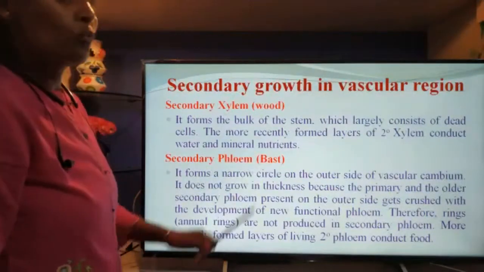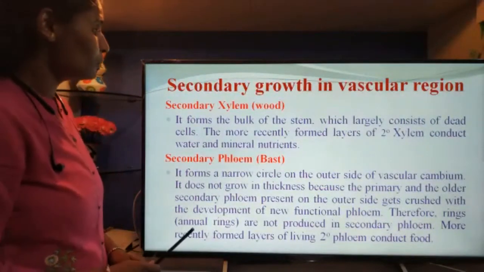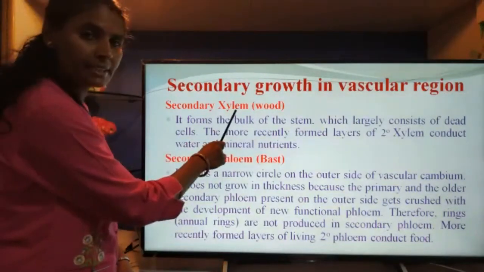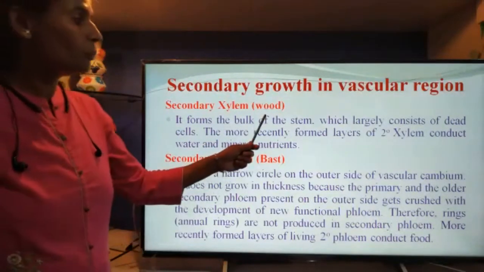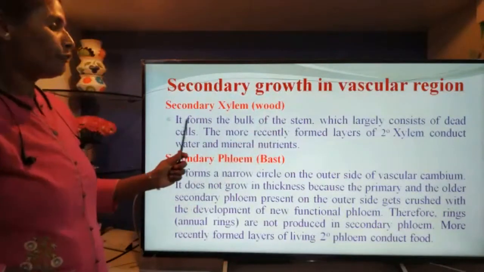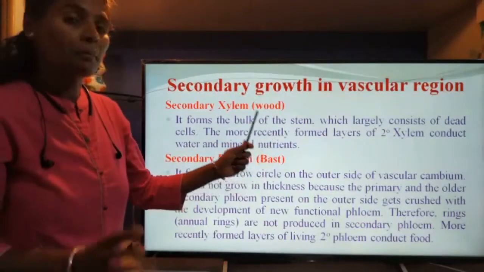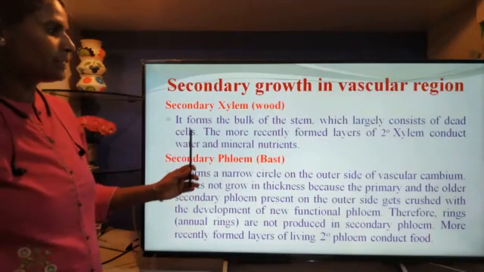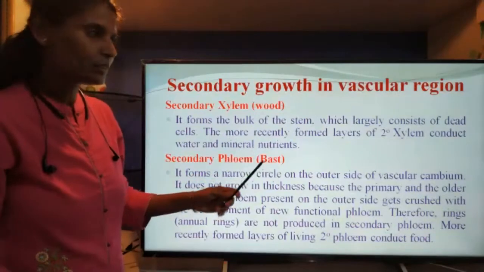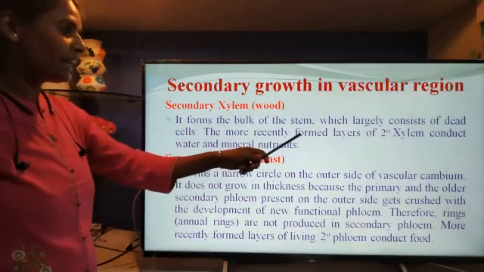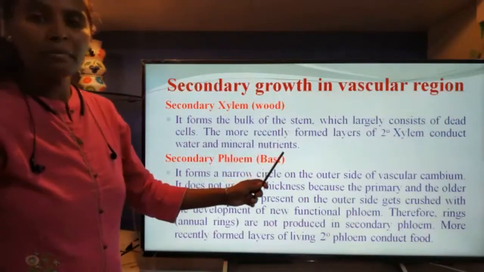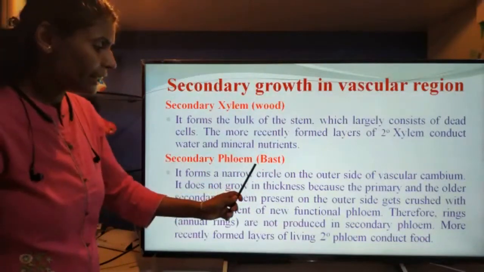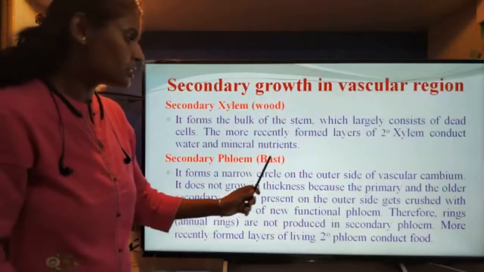Secondary growth in the vascular region is going to produce two different types of tissues. First one is called the secondary xylem. Secondary xylem is commonly called wood. It forms the bulk of the stem, or major part of the stem, which largely consists of dead cells. The more recently formed layers of the secondary xylem are involved in conduction of water and mineral nutrients, whereas the second type of tissue is called the secondary phloem, which is commonly called bast.